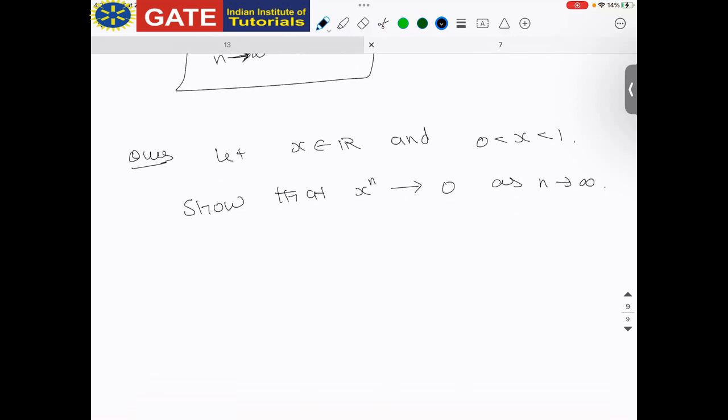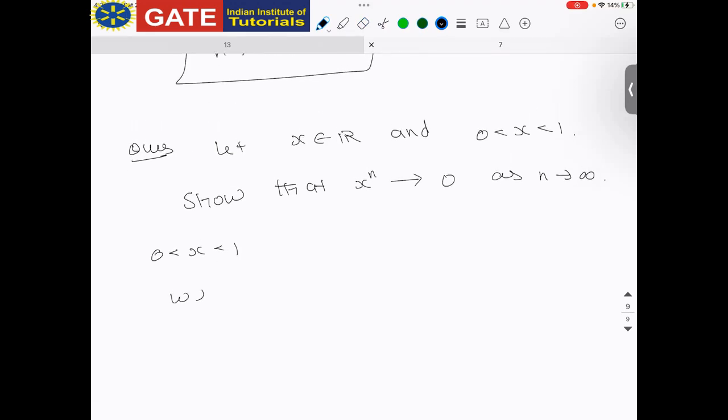So let me show this. My x is between 0 and 1. Right, x is equal to 1 by 1 plus a for some a greater than 0. 1 plus a is greater than 1, that means 1 by 1 plus a is lesser than 1. So your x will be lesser than 1.